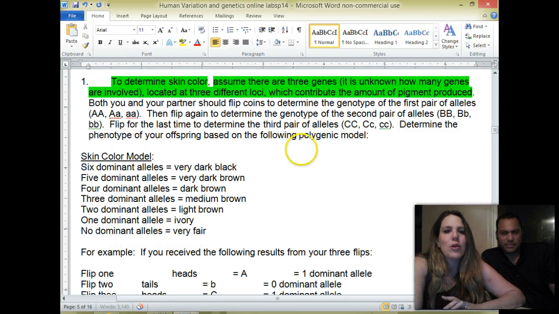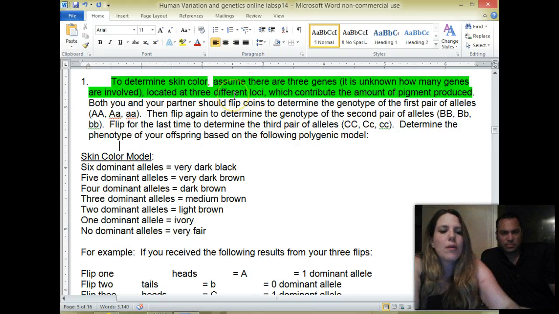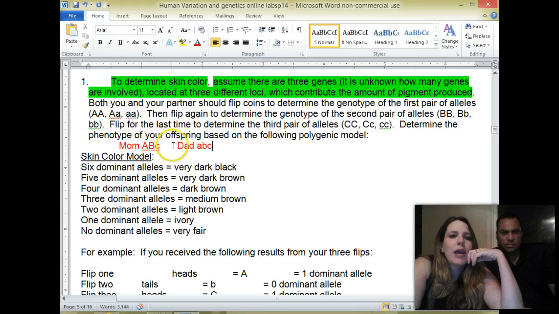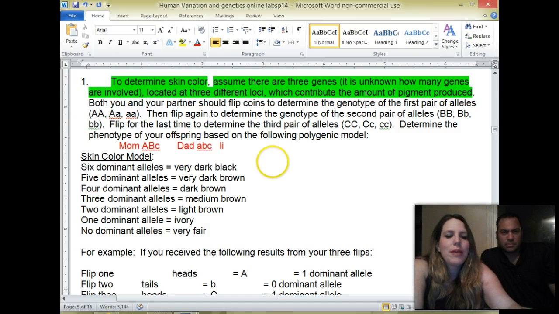So I'm just going to write here what we got here. So mom, that's me. I'm going to put this in red so we know that this is just what I'm writing in here. So mom, I got eggs that carry big A, big B, and little c. And dad, he got recessive for each. So little a, little b, little c. Well, you put us together. We have big A, little a, and then we have big B, little b, and little c, little c. So in total, we have only 2 dominant alleles out of these 6. And so I'd go down here, I'd say 2 dominant alleles. That means we have a light brown baby.